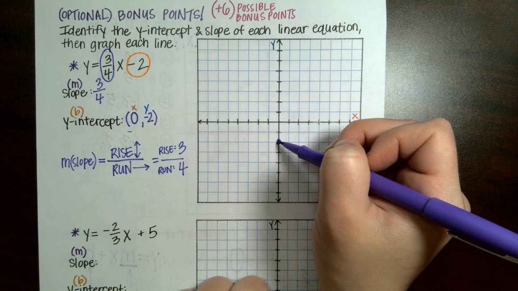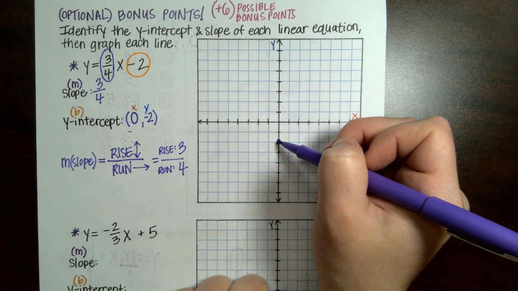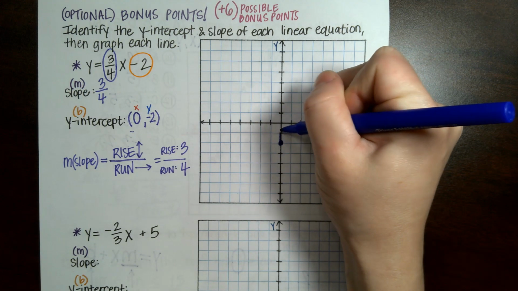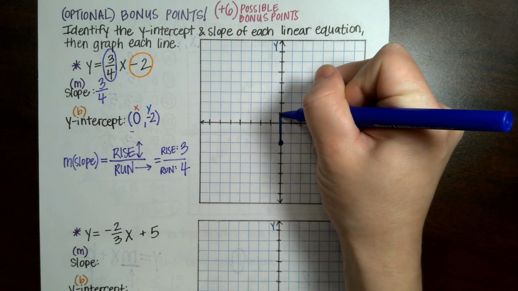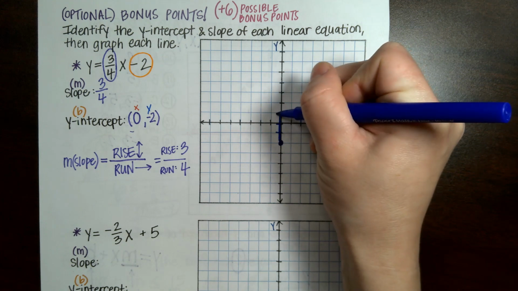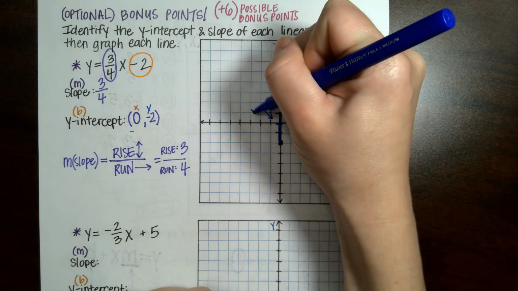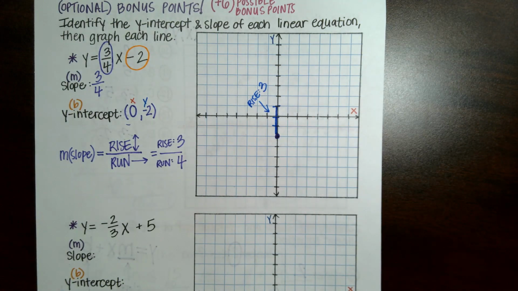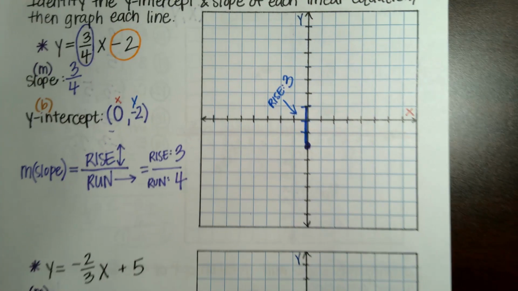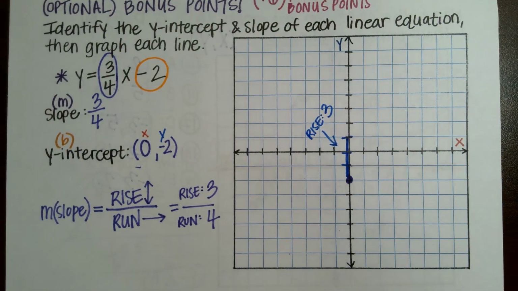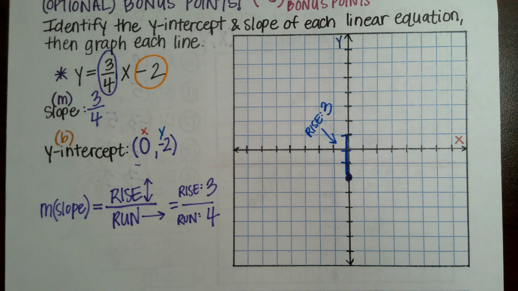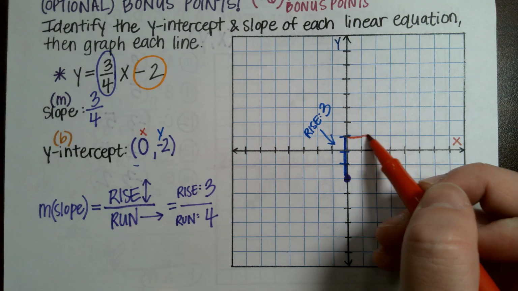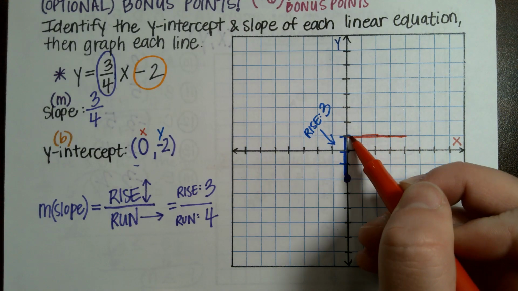So now I'm going to use my rise over run. I'll go up 3, and let me label this so y'all can see it a little easier. I'll go up 1, 2, 3. There's my rise. You don't have to label your rise over run, I'm just going to do it to show you a little better. And what's my run? 4. So I'm going to go over 1, 2, 3, 4.